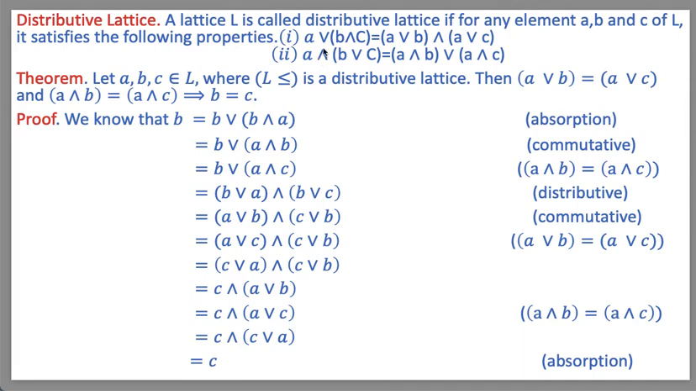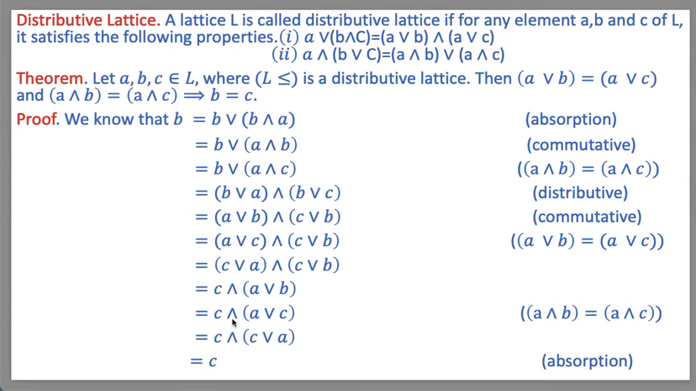By this, it means B join A is equal to A join B, and B join C is equal to C join B by the commutative property. So A join B is given to be A join C. So A join B equal to A join C, and this is C join B. A join C is equal to C join A by commutativity, and by the distributive property we can write (C meet A) join B by this property.